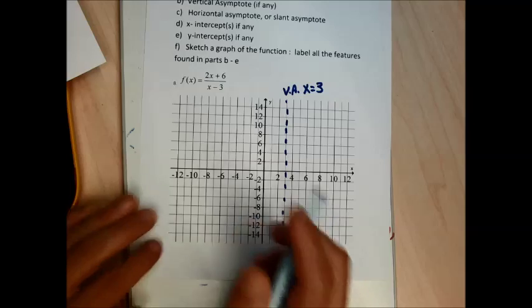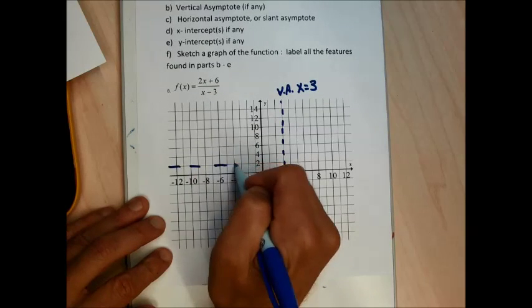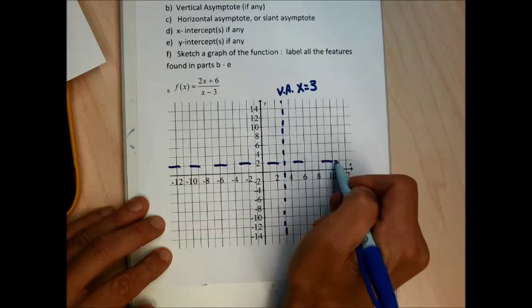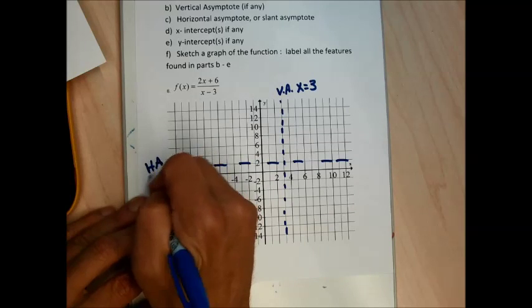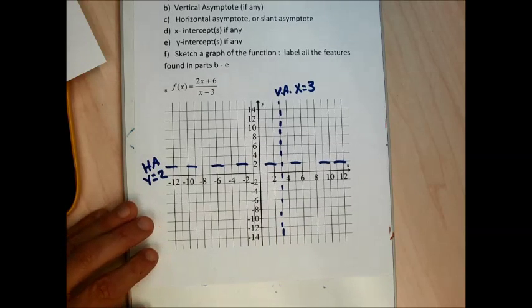I'm going to take that and draw a horizontal line through 2 on the y-axis. Call that my horizontal asymptote at y equal to 2.